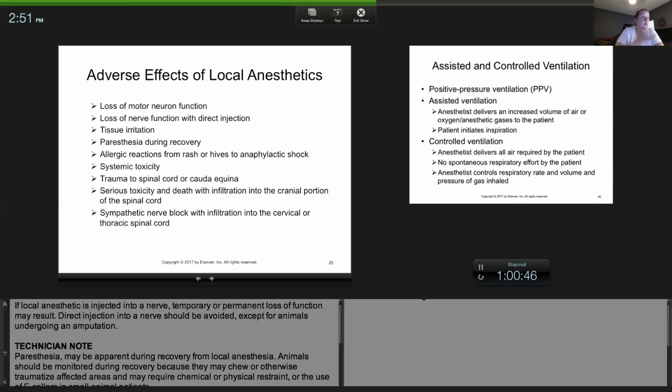If you get into the cervical or thoracic spinal cord, you can block the sympathetic nerves, and then we wouldn't have a patient that could use the sympathetic nervous system to maintain blood pressure and heart rate. So we can get bradycardia, we can get low blood pressure, and we can potentially get anaphylaxis. So these are the downsides, but many benefits. That's the rest of it.